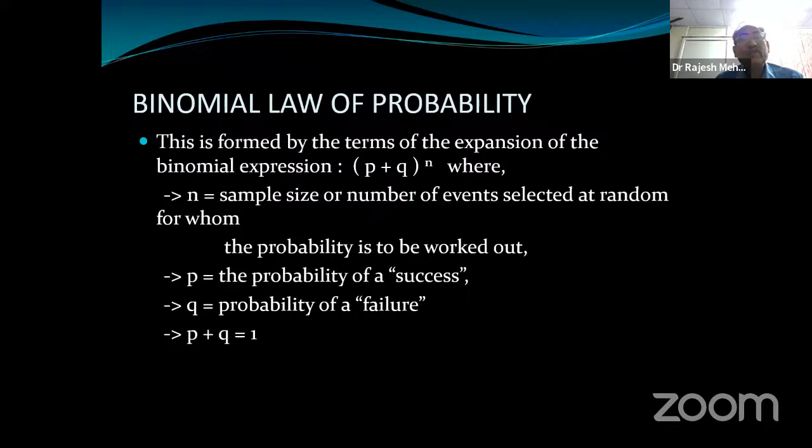Then binomial law of probability. This is formed by the terms of an expansion of the binomial expression (p + q) raised to n. So it is raised to 2, raised to 3, raised to 4 like this, right? N is equal to the sample size or number of events selected at random for whom the probability is to be worked out. P is the probability of success, Q is the probability of failure. So P plus Q, success plus failure, is equal to 1.